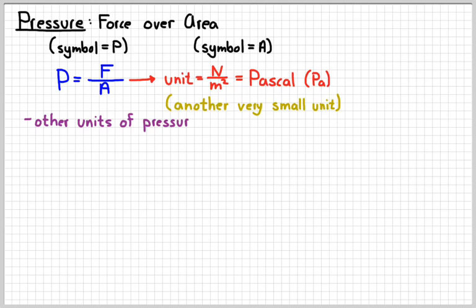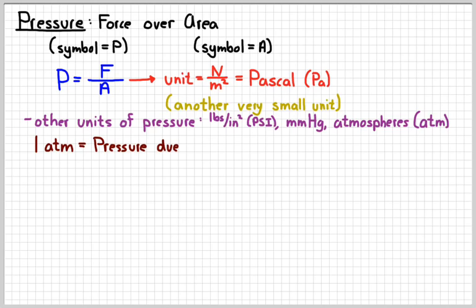Some other units of pressure you may be familiar with: pounds per square inch, which is often referred to as PSI. If you watch the weather, they may give pressures in millimeters of mercury, abbreviated mmHg. Hg is the atomic symbol for mercury. And another common unit for pressure is the atmosphere, which is abbreviated ATM. The only one out of that list that we're going to need to know is probably the atmosphere.